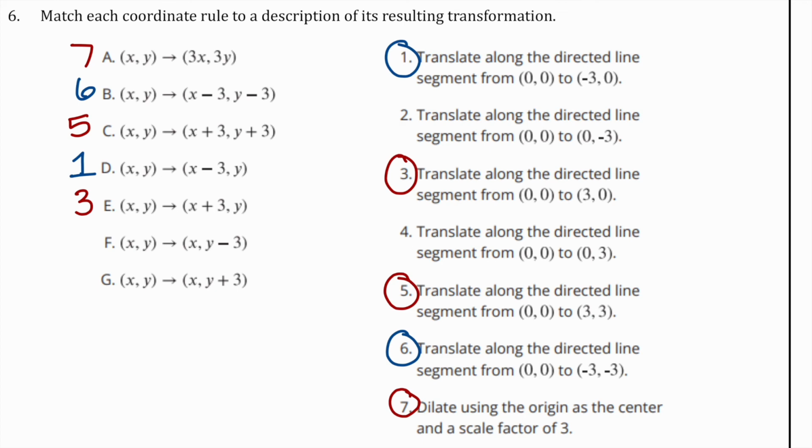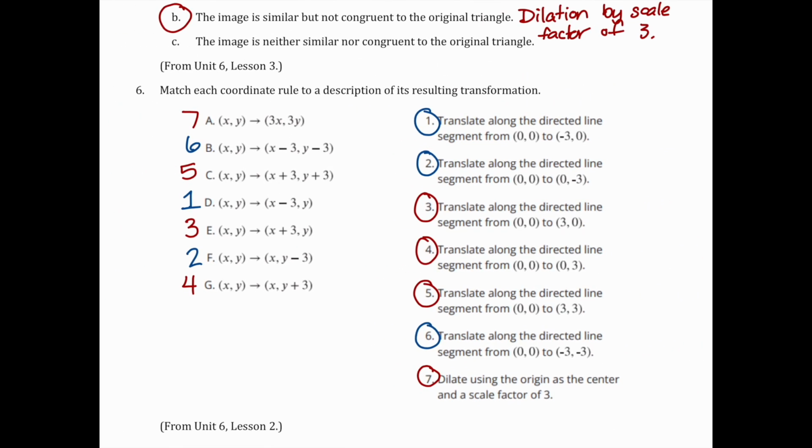Then we have F and G. Those should be 2 and 4. I'm not sure which one is which, but we'll check here. So let's see. F is -3 only for the y. So that's going to be number 2 because it has -3 in the y coordinate. So we would have 2, and that means G should be number 4, but we're going to check to see that it matches. And it has y +3, so we're only going to have 3 on the y coordinate. So that matches up as well with number 4. Number 4. So you had 7, 6, 5, 1, 3, 2, 4.